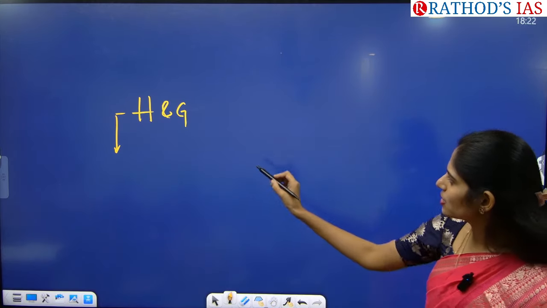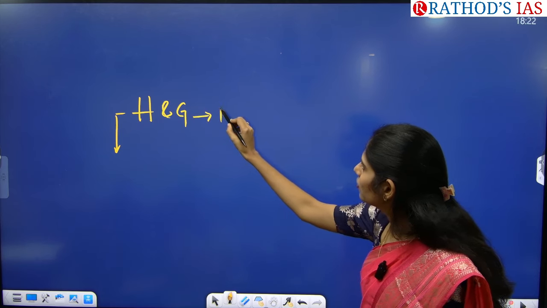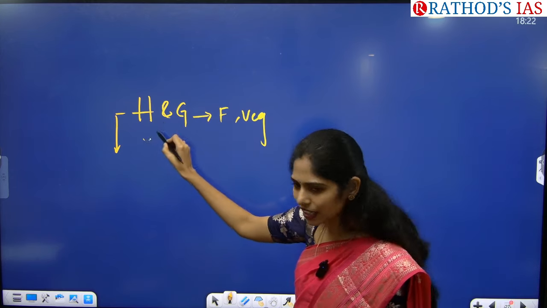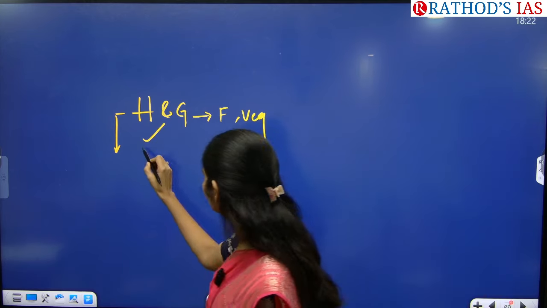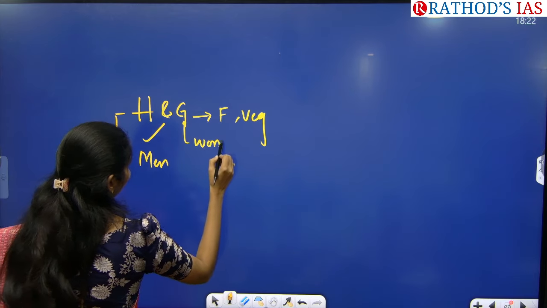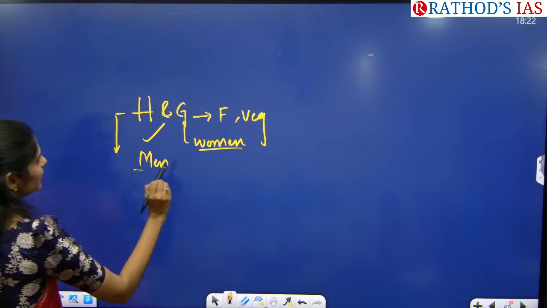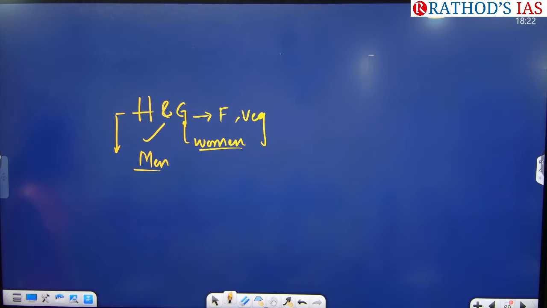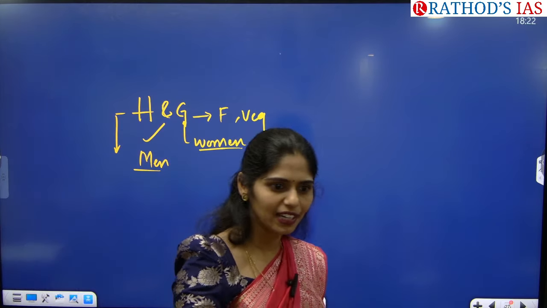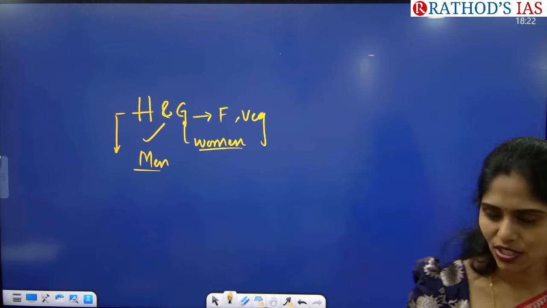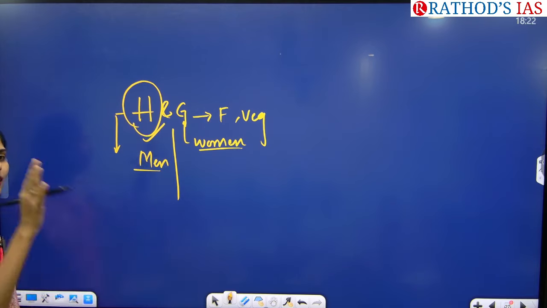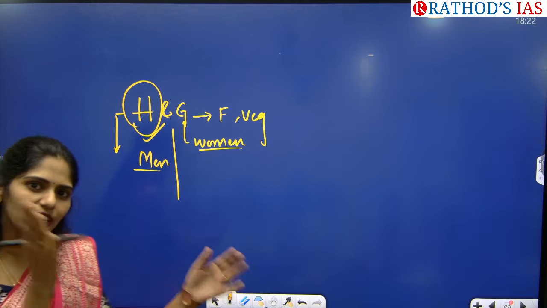Gathering means what they used to gather? Fruits and vegetables. So who will do hunting? Men. Who will do gathering? Women. Women are good at gathering and men are good at hunting. That means there was a division of labor between men and women at that time. Yes, right?